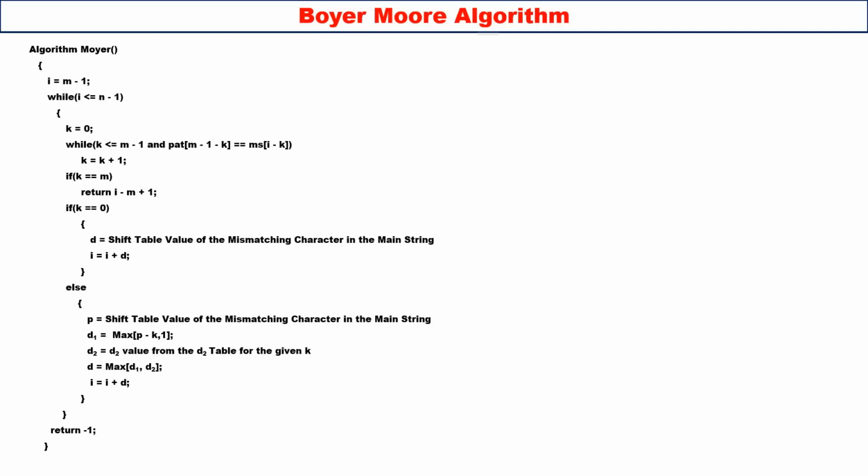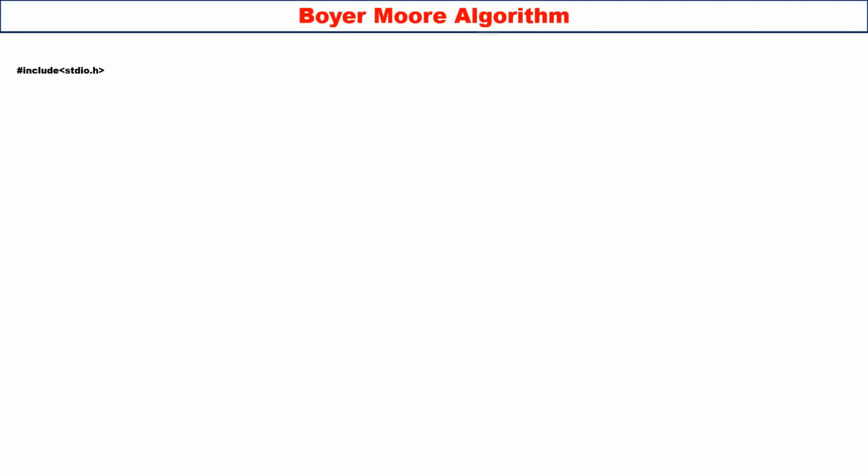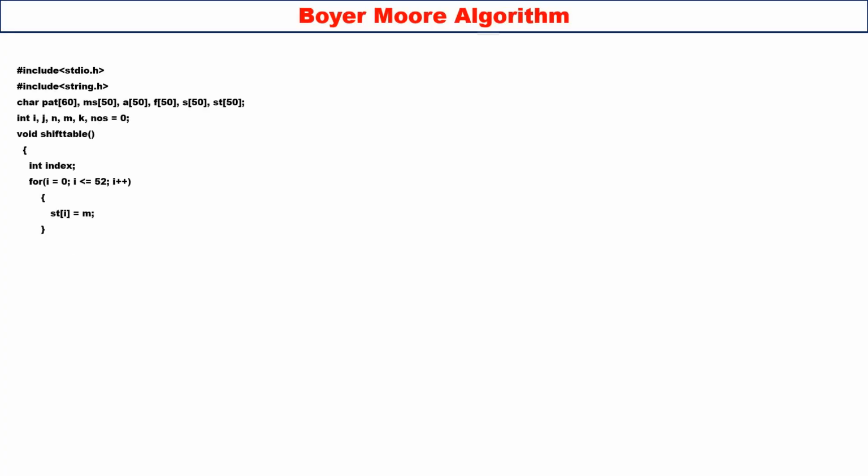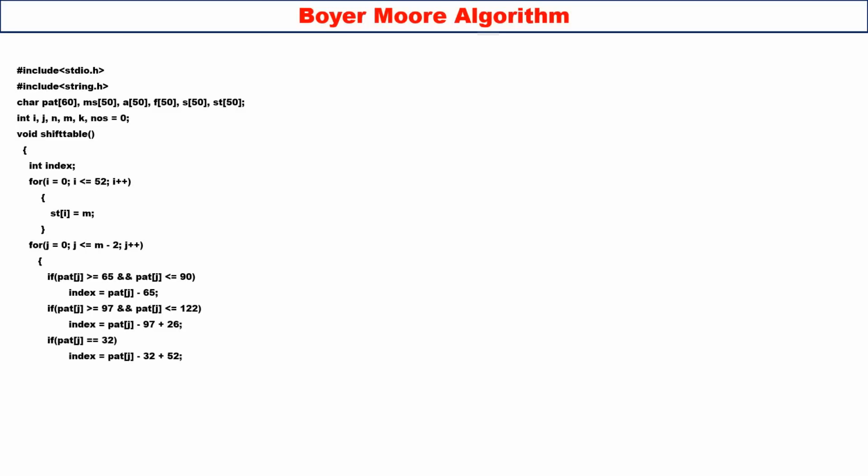K is equal to 0. Otherwise, what we should do? That's all. Let us consider the C program for Boyer-Moore. This is the shift table function. Already we have discussed this. If you want detailed understanding of the shift table function, please refer to the Horspool algorithm video.